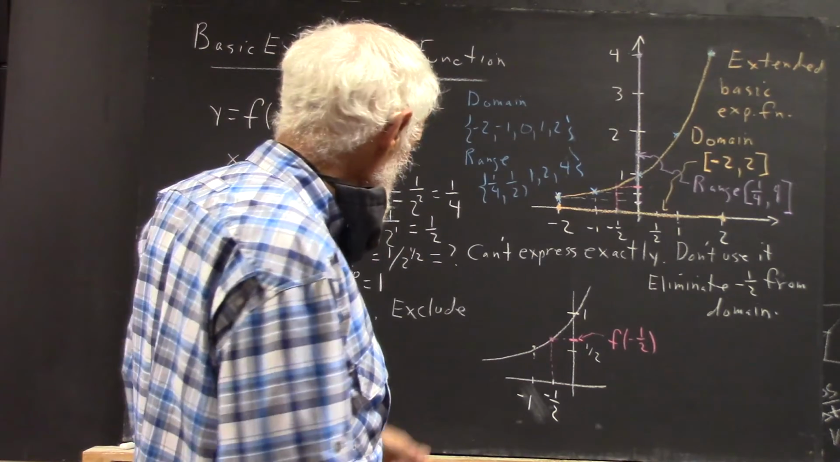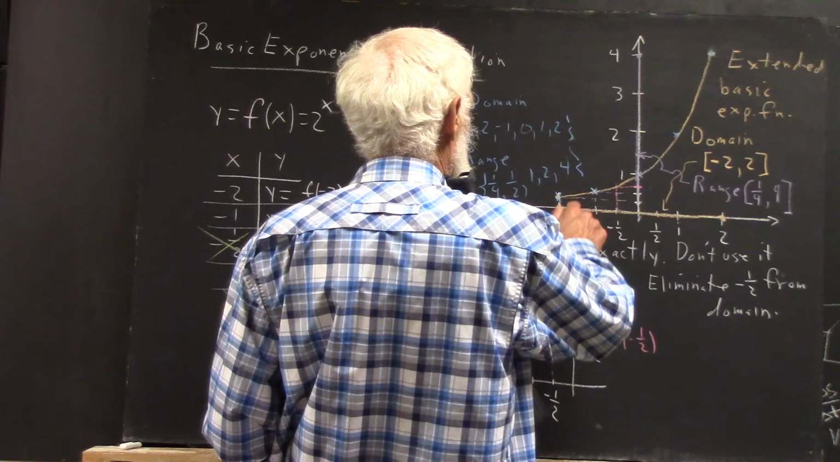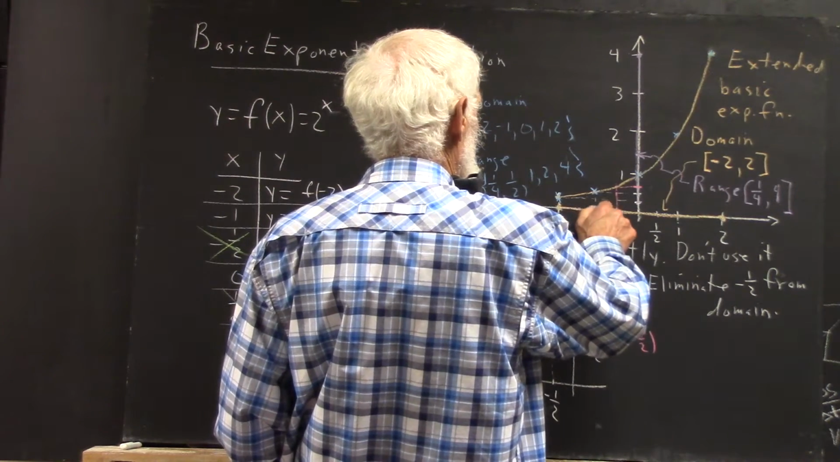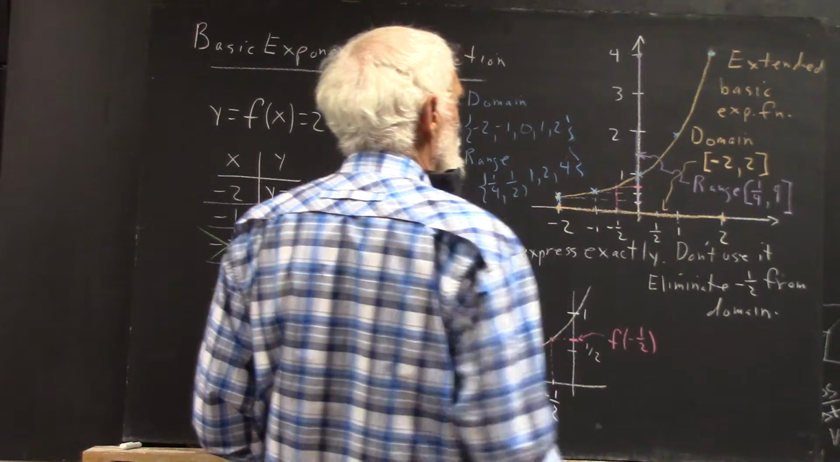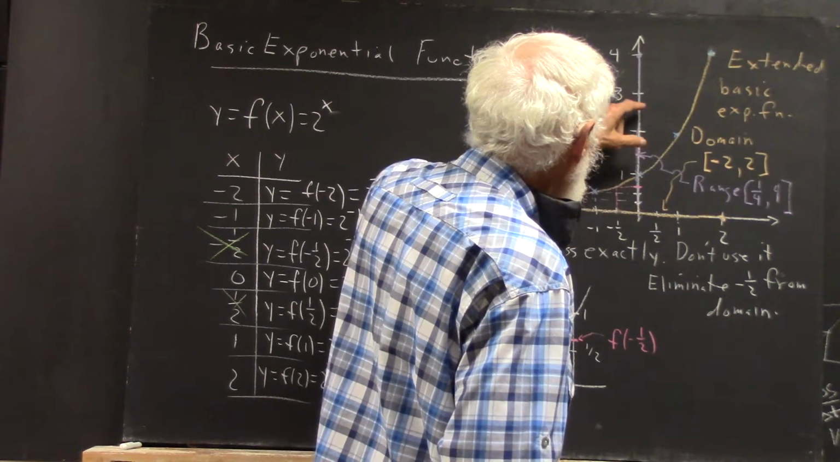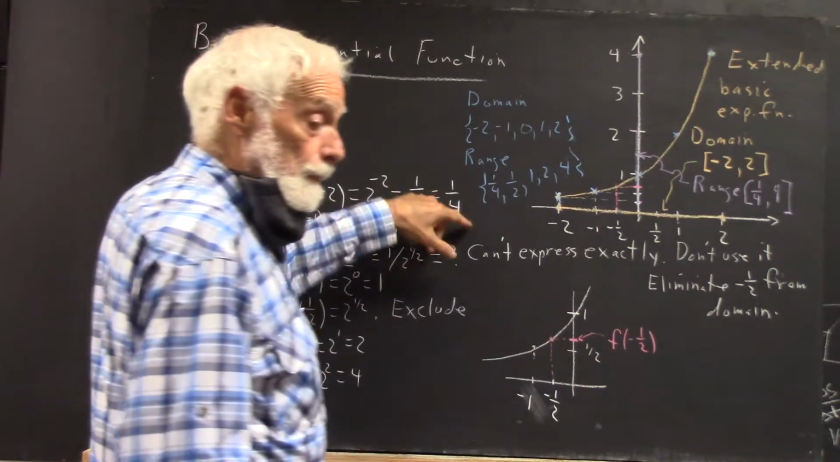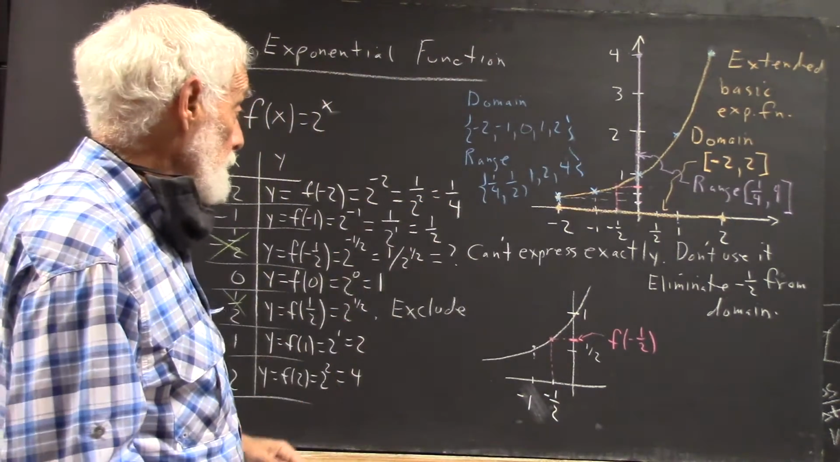Okay? We could represent the domain with little x's down here on the x-axis if we wanted to, and the range by the values, this one, this one, this one, this one, and this one. We don't have this value in the basic exponential function.